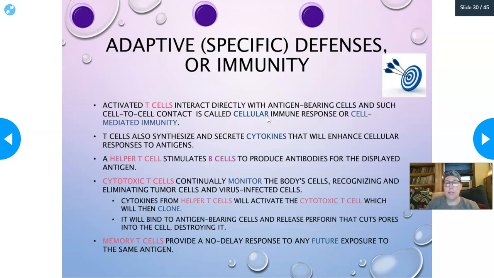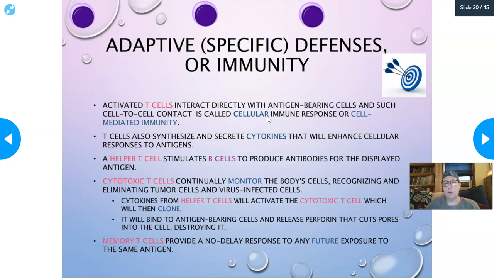The cytokines from the helper T cells can activate your cytotoxic T cells, which then clone and multiply and make bunches and bunches of cytotoxic T cells. They will bind to antigen-bearing cells and release perforins. So if it finds a cell that's infected with that virus because it's displaying some of the virus parts on its surface, that cytotoxic T cell comes, binds to it, and secretes chemicals, and those chemicals cause that infected cell to basically implode and die. So there you go. It's like, I'm sorry, you're infected. You must die.